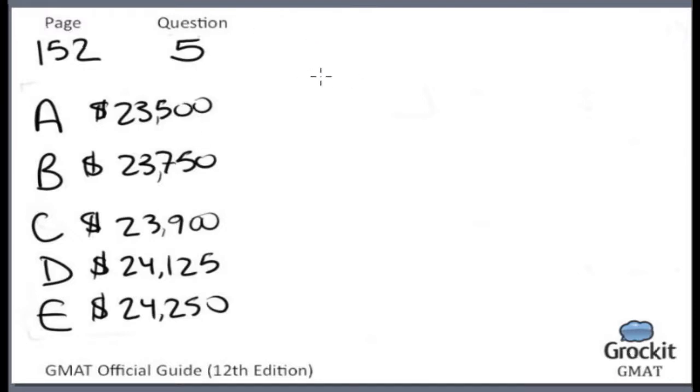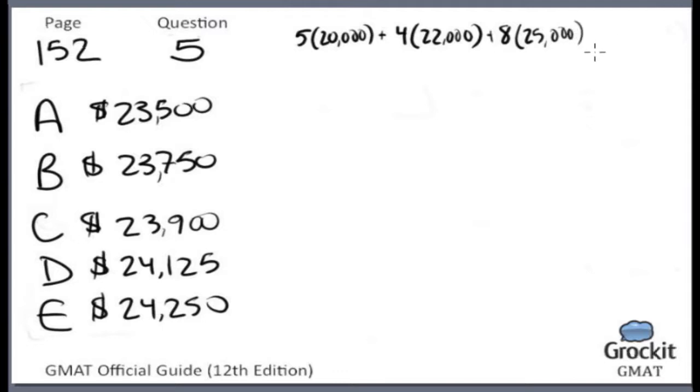So we have 5 people at 20,000. So 5 times 20,000, we would be adding that to the 4 people at 22,000. To that, we would add the 8 people at 25,000. I don't really want to work at this company. And 3 people are making $30,000 per year. Maybe they have commissions on top of this.